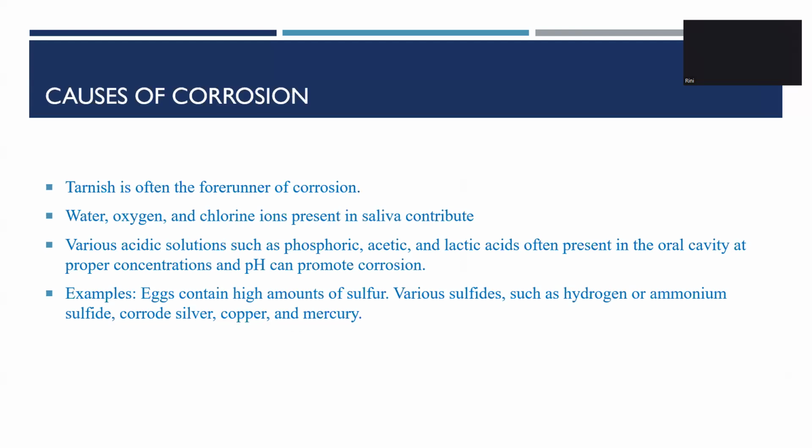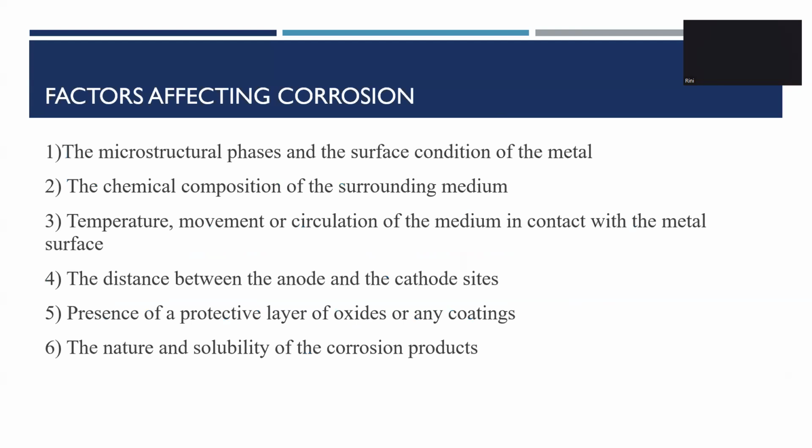Coming to the cause of corrosion, tarnish is often the forerunner of corrosion. Water, oxygen, and chlorine ions present in the saliva contribute to corrosion. Various acidic solutions such as phosphoric acid, acetic acid, and lactic acid, often present in the oral cavity at proper concentrations and pH, can promote corrosion. Examples include eggs, which contain a high amount of sulfur; various sulfides such as hydrogen or ammonium sulfide corrode silver, copper, and mercury.